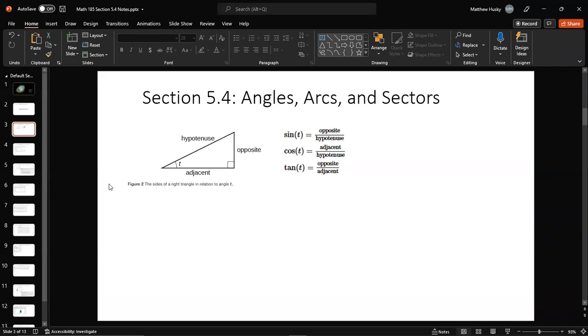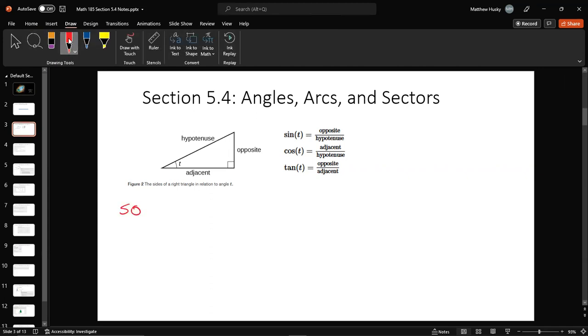I think I've mentioned this before, but just to reiterate, the basic definitions for sine, cosine, and tangent come with a word to help students remember the definitions of the different trig functions, and that word is SOHCAHTOA.